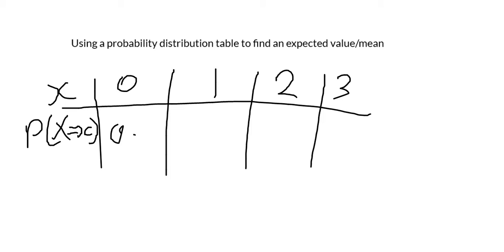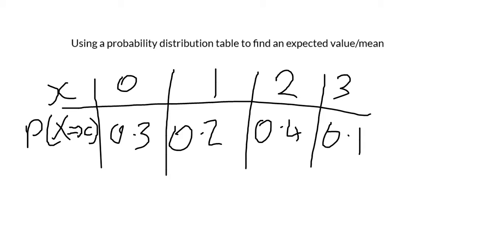On 30% of days, when I went out there, I caught no teriki at all. 20% of days I caught 1. 40% of days I caught 2. And 10% of days, or probability of 0.1, I caught 3.